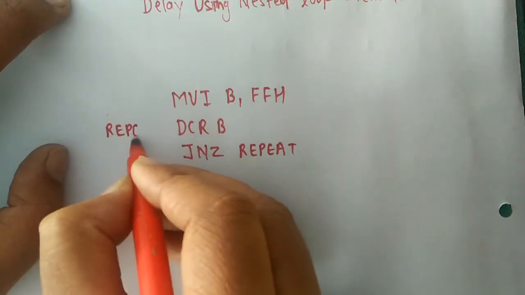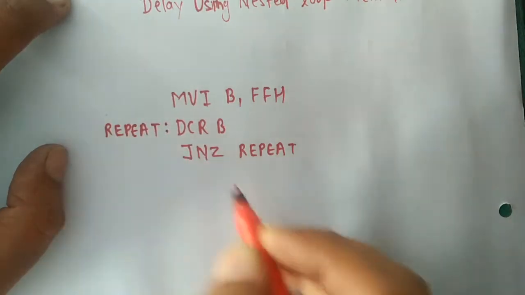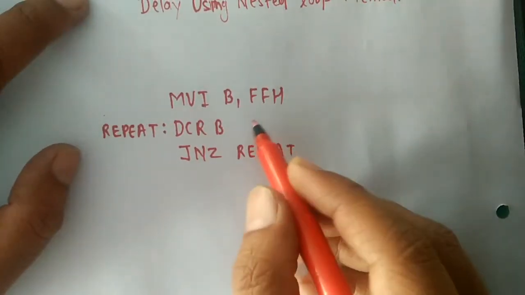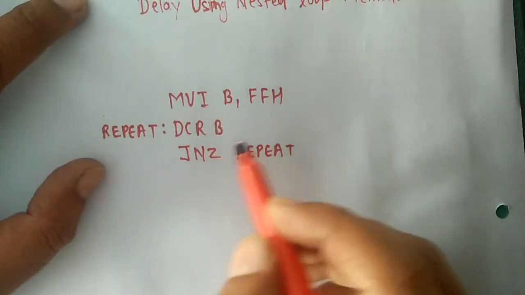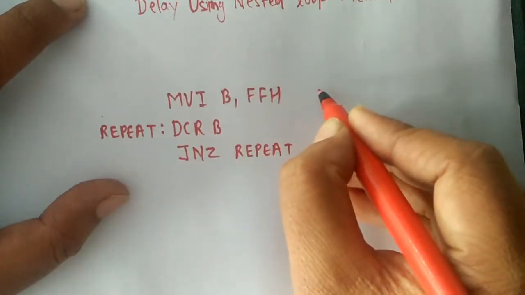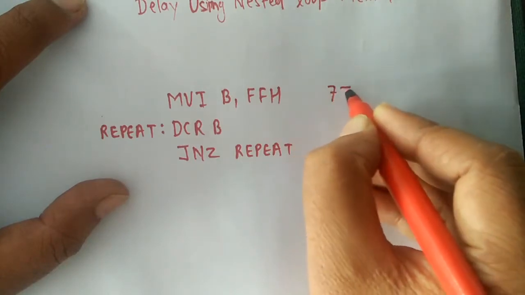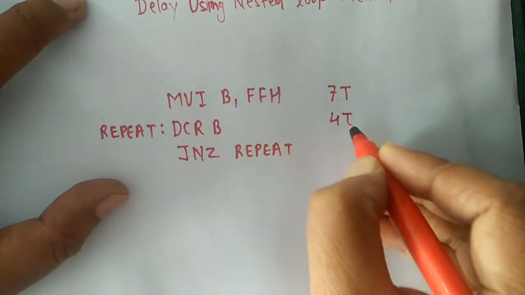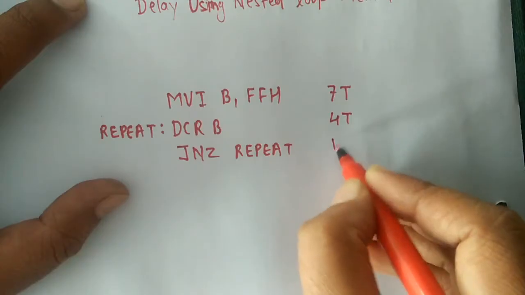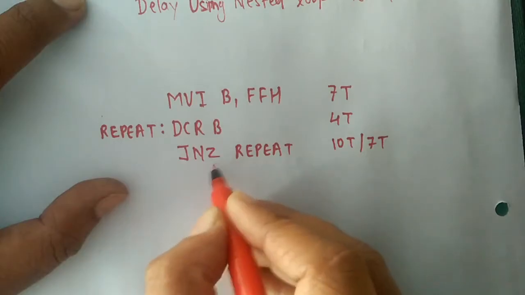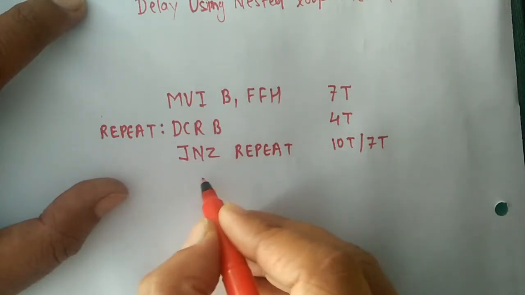I've already explained this program in my previous videos, so you can check the working and all the concepts in my last video. Now we will require the T states of the individual instructions to know the total time delay generated here. For MVI B comma FFH, the microprocessor takes 7 T states, that means 7 clocks. For DCR B it takes 4 T states, and for JNZ repeat it takes 10 T states and 7 T states.